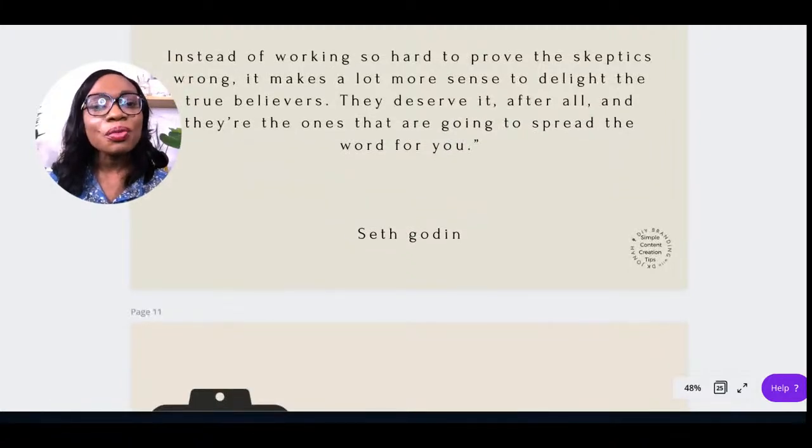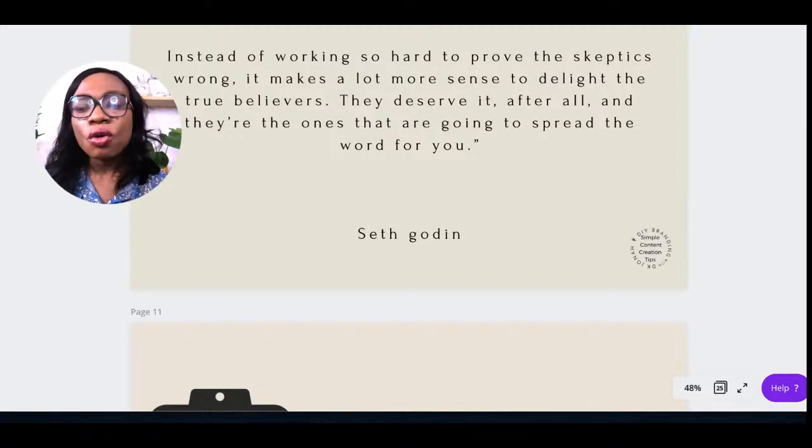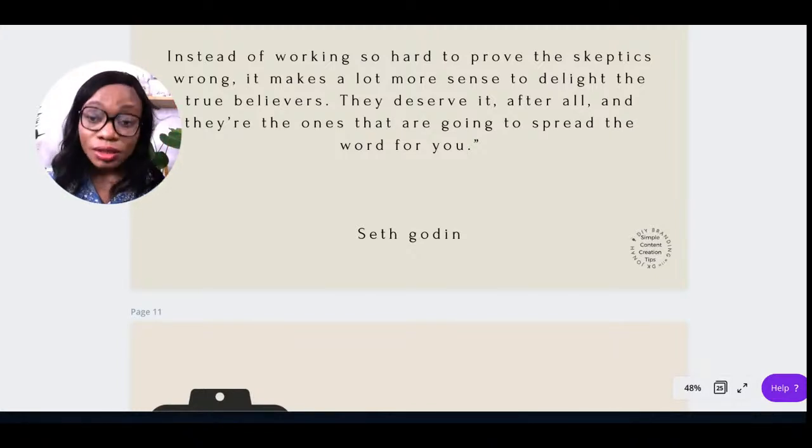So don't try and impress the antibiotics skeptics. You have your own audience. Focus on your people. Focus on your people. Don't move to the left or the right. Stay focused on your people and you will be able to make that impact that you need.